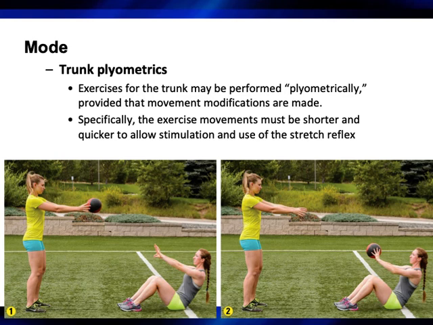The last plyometric modality is that for the trunk or the core. So you can almost make any core-based exercise, focusing on your abs and your posterior chain, plyometric. And this is making modifications to the movement. Specifically, the exercise movement must be shorter and quicker to allow stimulation and use of the stretch reflex. So you're not just doing slow movements, you're catching that medicine ball for this trunk-based movement, and you're doing it as fast as possible. So the pre-stretch is fast, the concentric phase is fast. So everything has to be done fast.